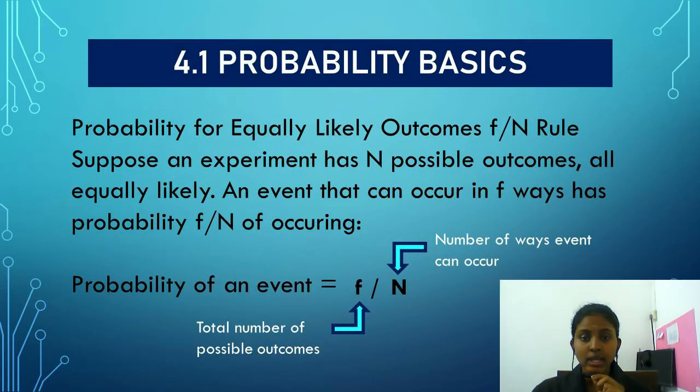Probability basics. Probability for equally likely outcomes, the f over n rule. Suppose an experiment has n possible outcomes, all equally likely. An event that can occur in f ways has probability f over n of occurring. The formula used to calculate the probability of an event is f over n. n is the total number of possible outcomes and f is the number of ways the event can occur.